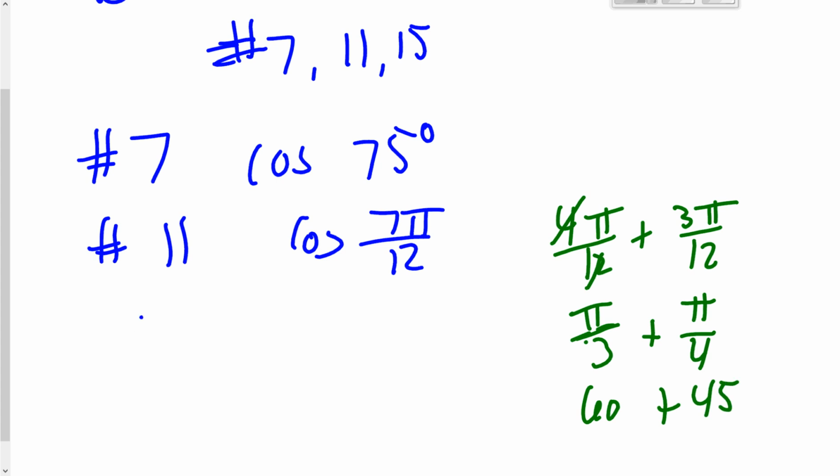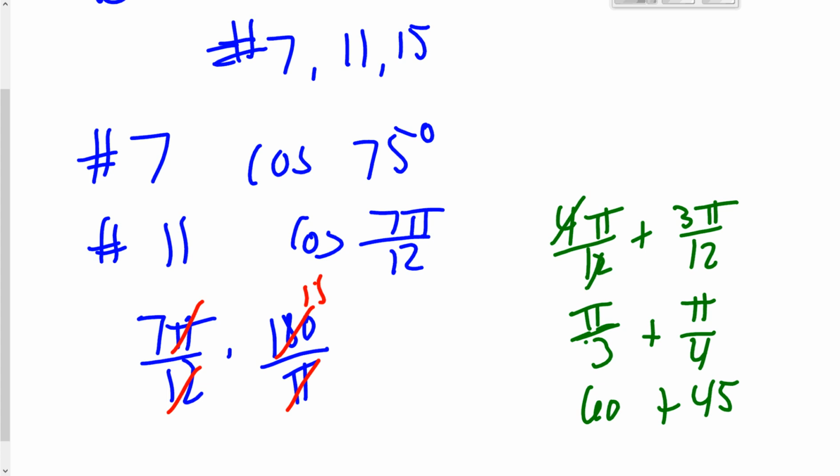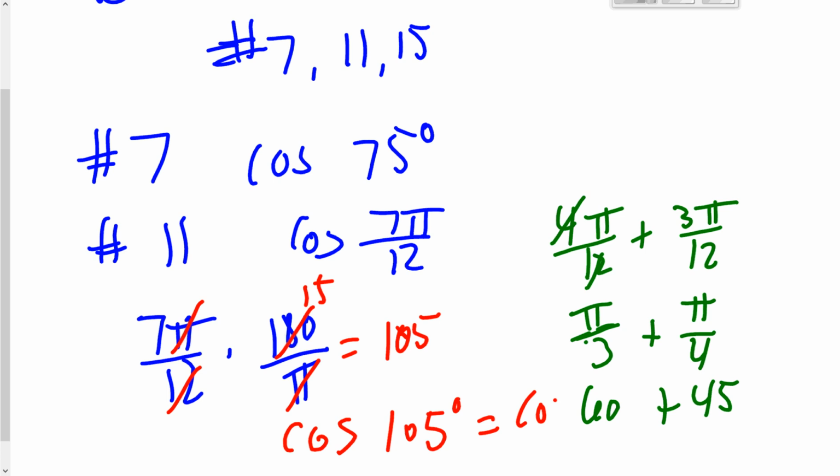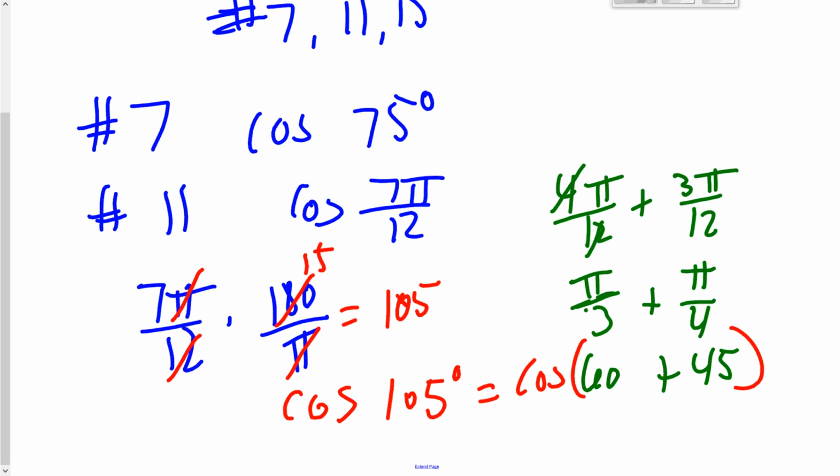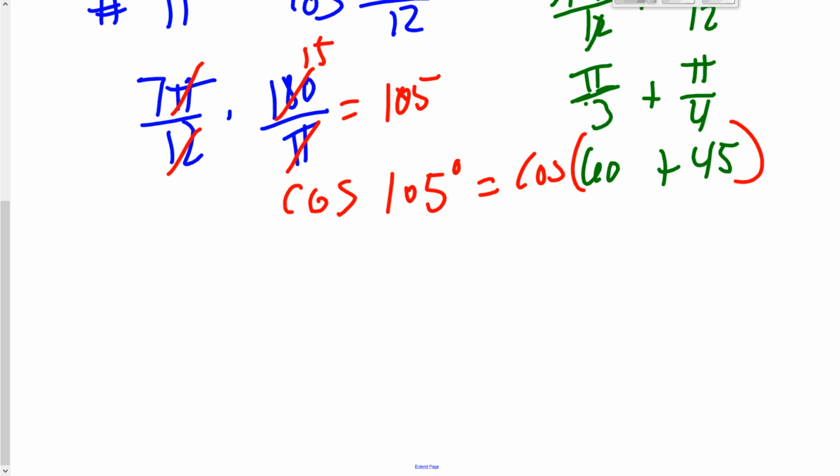Which it is, because 7 pi over 12 times 180 over pi, the pi's are going to cancel. 12 reduces 180 by 15. 15 times 7 is 105. So really we're finding cosine of 105, which is the same as cosine of 60 plus 45. Or you can use those two fractions, pi thirds and pi fourths. But it'll probably be easier for you to just convert it to degrees.